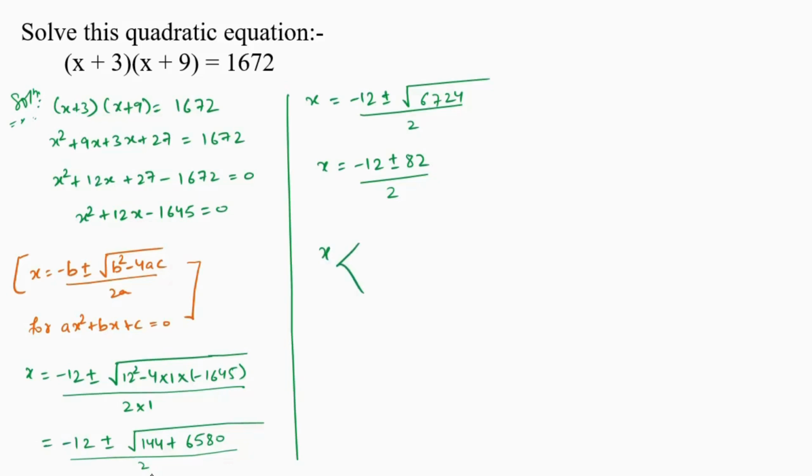So we have two values of x. One is minus 12 minus 82 divided by 2, is equal to minus 94 divided by 2, is equal to minus 47. And the second value is minus 12 plus 82 divided by 2, is equal to 70 by 2, that is 35.